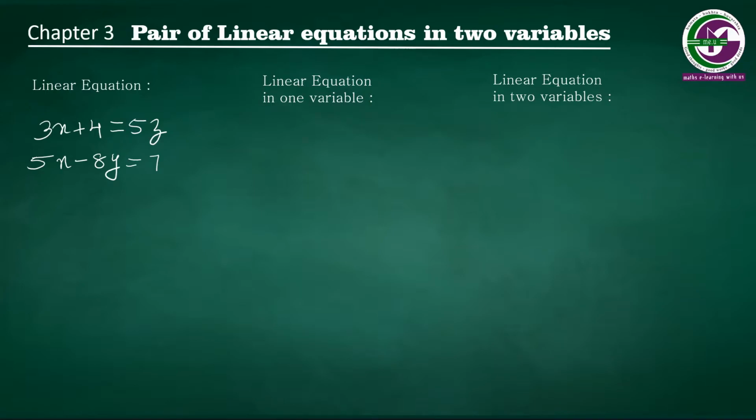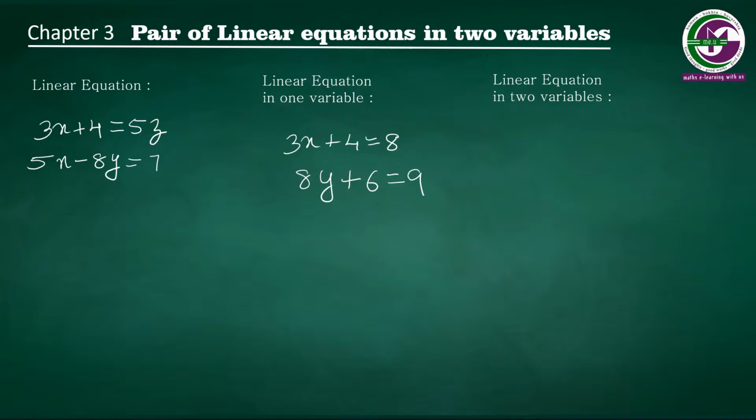Now, linear equation in one variable. When the linear equation has only one variable, example 3x plus 4 equals 8. It is a linear equation because the power of x, the variable, is 1. Another example is 8y plus 6 equals 9, a linear equation in one variable. Here the variable is y.